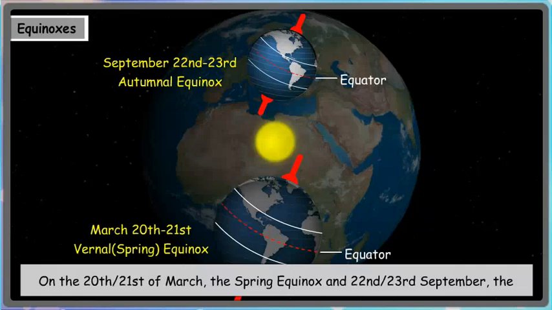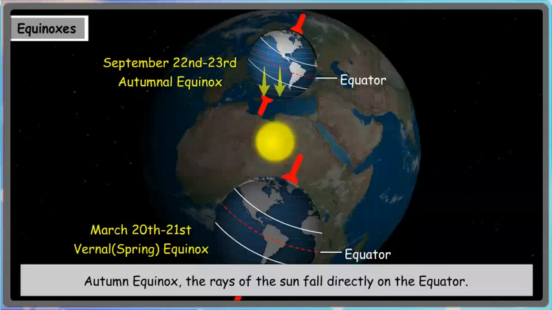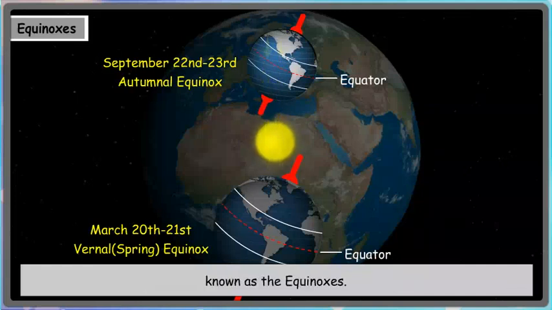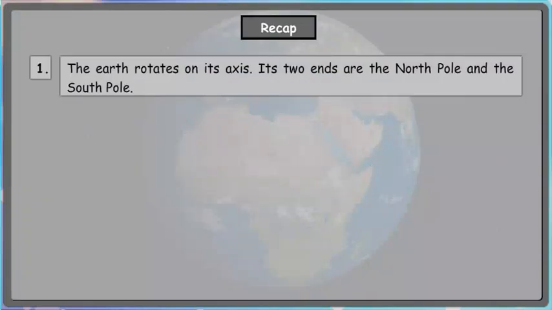Equinoxes. On the 20th or 21st of March, the spring equinox, and 22nd or 23rd of September, the autumn equinox, the rays of the sun fall directly on the equator. At this time, all places on the earth have equal days and equal nights, and it is known as the equinoxes. Recap. The earth rotates on its axis.